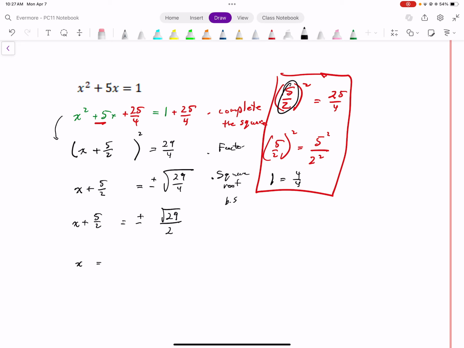now we're very close to the solution, so I'm just going to subtract 5 over 2 from both sides. And there we have my answer. Since we're adding and subtracting two numbers with the same denominator, it is generally preferable that we combine the two together. So that is my solution.